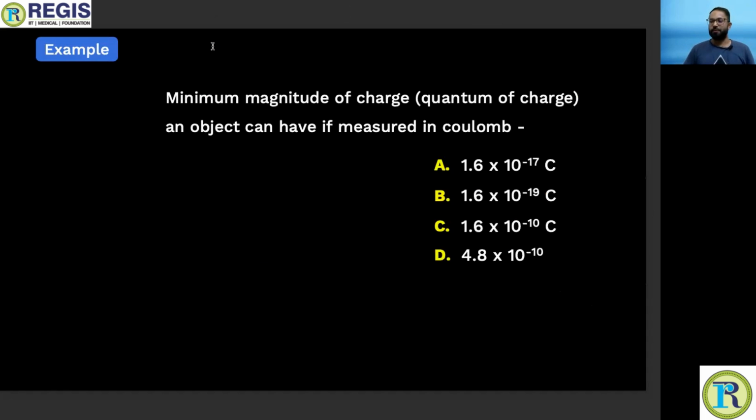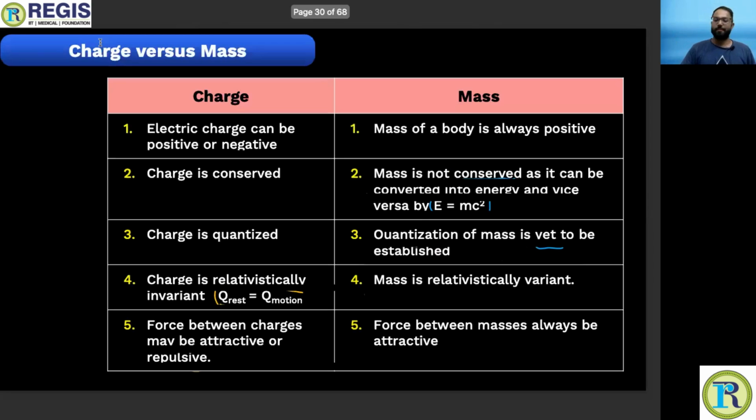Let's try a couple of questions based on this concept. First: the minimum magnitude of charge, that is the quantum of charge an object can have. I think most of you can answer this question in a snap. Why? Because the minimum magnitude of charge is the charge of an electron, that is 1.6 into 10 to the minus 19 coulomb. So it's the easiest question. Clear?